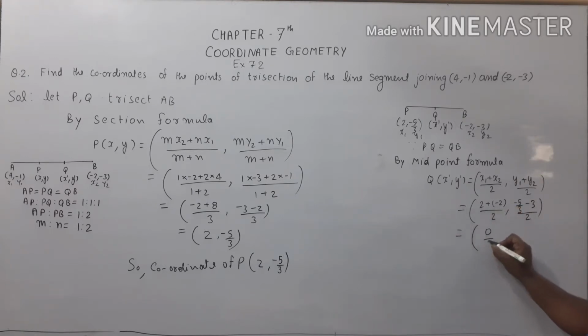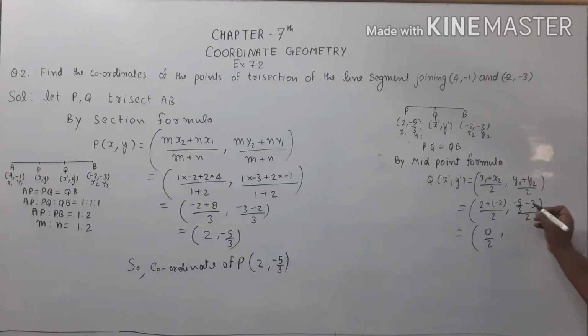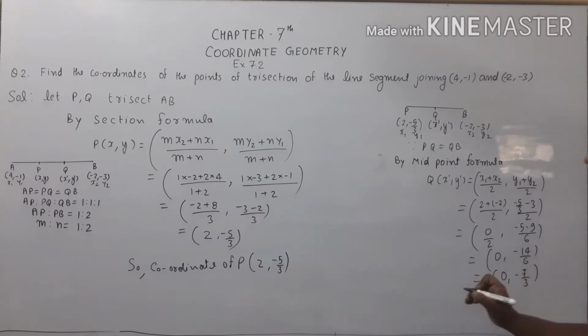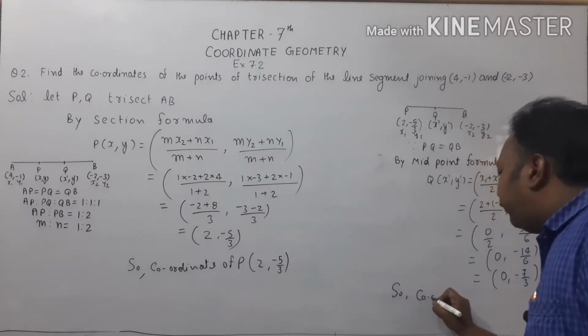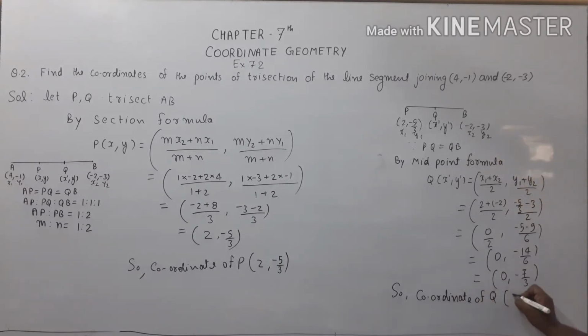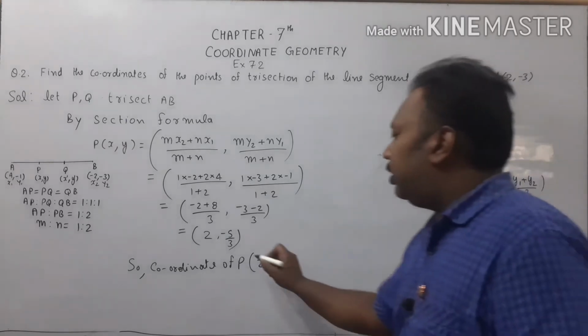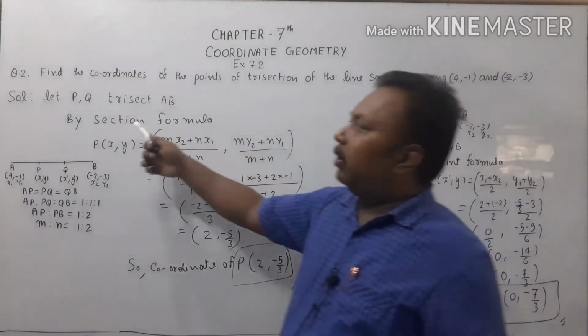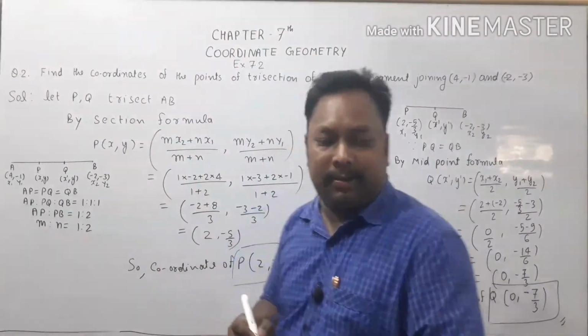We write 0 upon 2 and we write -5 upon 3 minus 3, that is -14 upon 6, so 0 comma -7 upon 3. So the coordinate of Q is (0, -7/3). These are the two values which we had to find out. The first value is the coordinate of P and the other is the coordinate of Q, because P and Q trisect the line AB.